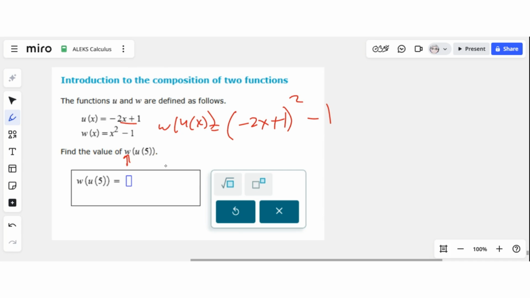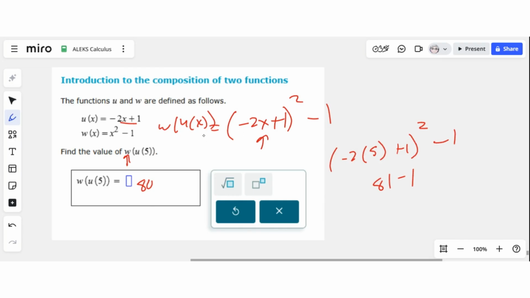And to find w of u of 5, we're just going to put a 5 in here now. So negative 2 times 5 plus 1, quantity squared, minus 1. So negative 2 times 5 is negative 10. Negative 10 plus 1 is negative 9. If you square that, you get 81, minus 1 is 80.